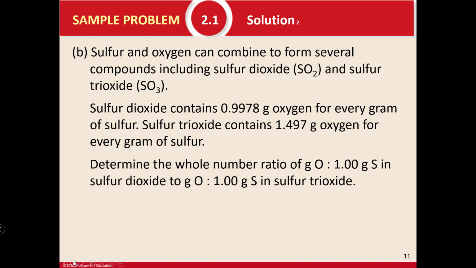Okay, so let's look at another one. Sulfur and oxygen can combine to form several compounds, including sulfur dioxide and sulfur trioxide. In sulfur dioxide, we have 0.9978 grams of oxygen for the common denominator of every gram of sulfur. In sulfur trioxide, we have 1.497 grams of oxygen for every gram of sulfur. What I want you to determine is the whole number ratio of grams of oxygen to 1 gram of sulfur in sulfur dioxide and in sulfur trioxide. So let's have you try that and let's see how you do.